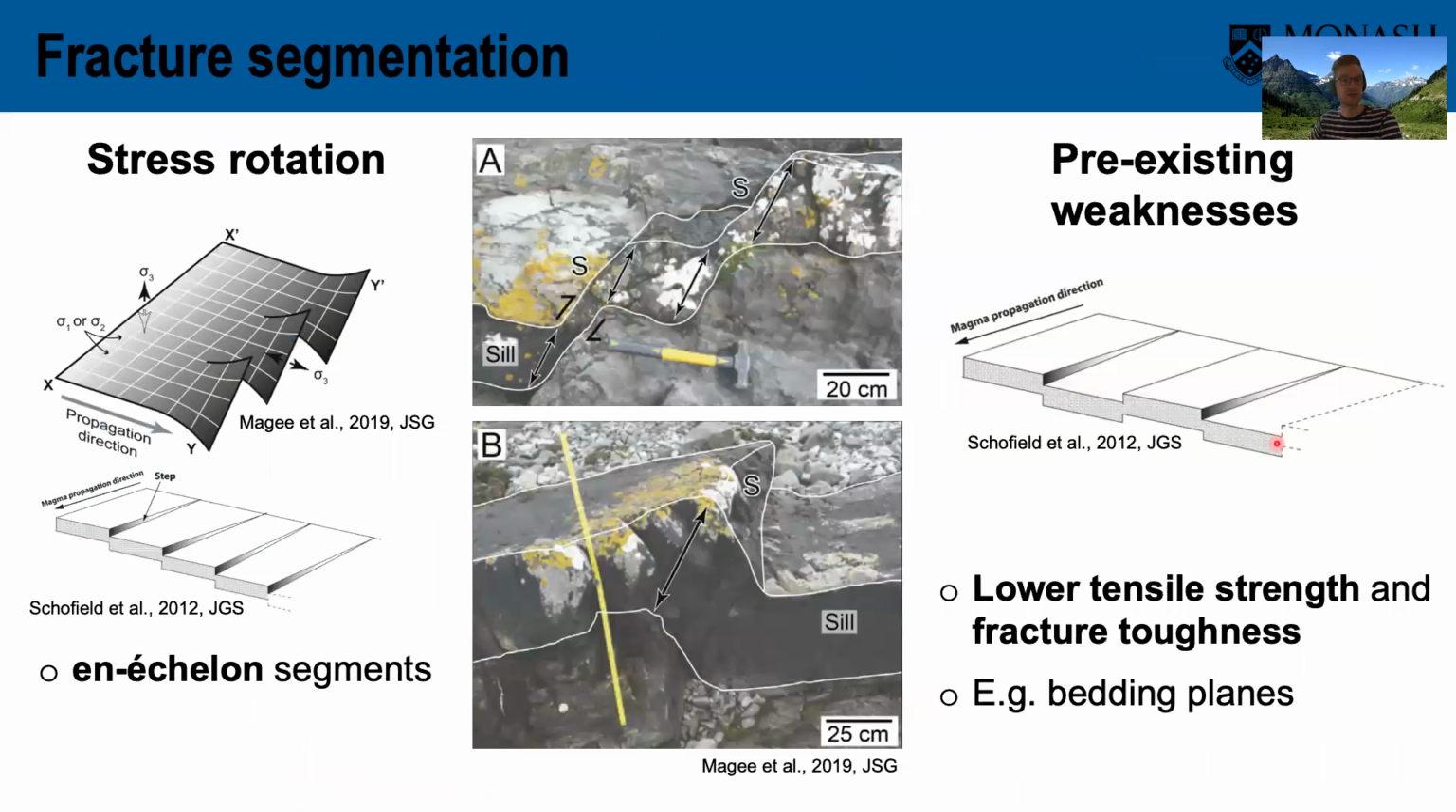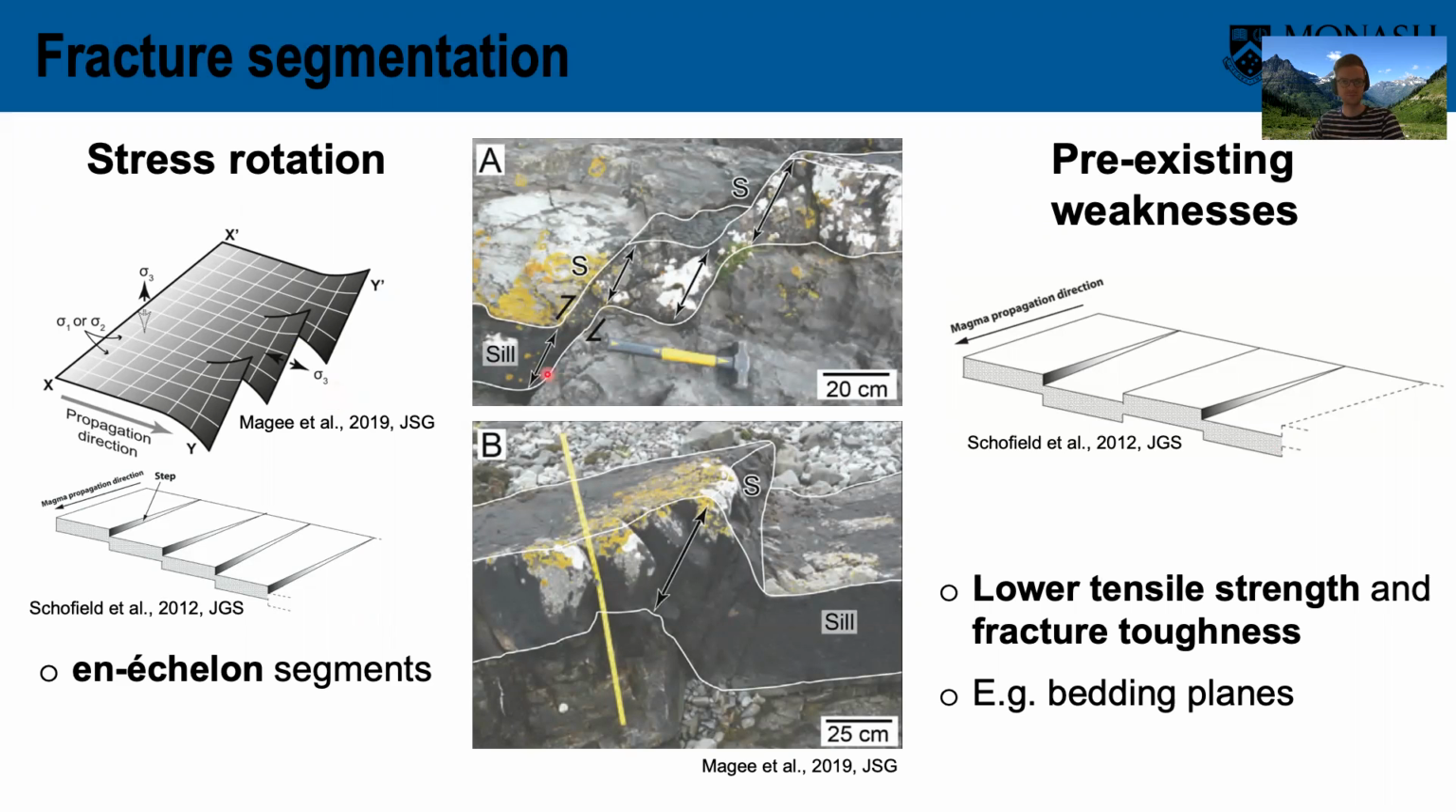Coming to the fracture segmentation, again, we have two scenarios. One is stress rotation, and here a planar continuous fracture breaks down into en-echelon segments due to the rotation of the principal stress axis orientations ahead of the propagating fracture.